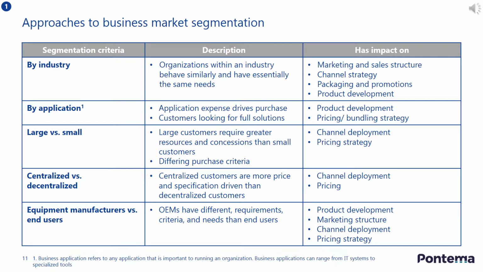To end this section of the lesson, let's review the main approaches to business market segmentation. The criteria chosen here differs to that of consumers, but still depends on the marketeer's overall objectives and product and service offerings. For example, a business market can be segmented based on industry type or by business size, or it can be segmented by specific business application, which is anything important to the running of the business, such as IT systems or specialized tools.